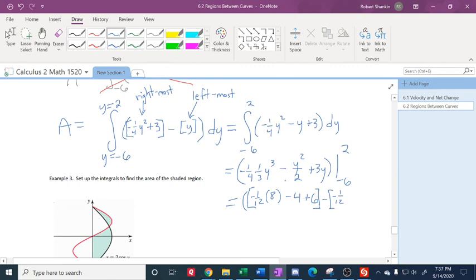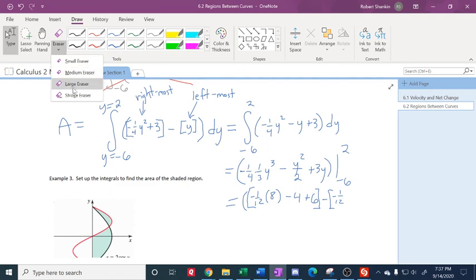Mr. Shankin, can you put 4 instead of 2? Oh, thank you. That's what I'm really good at.